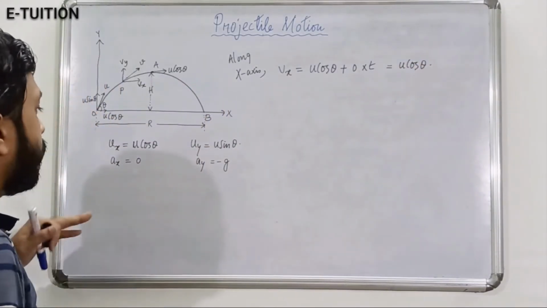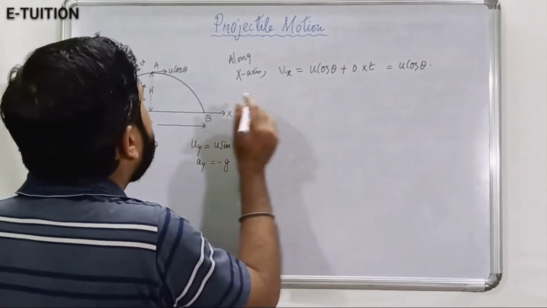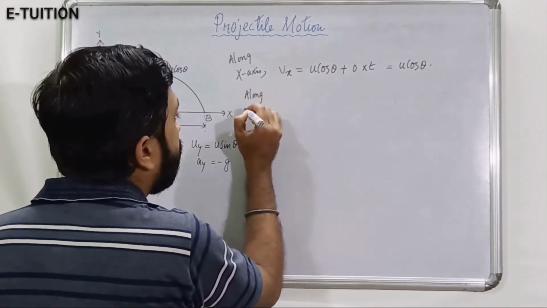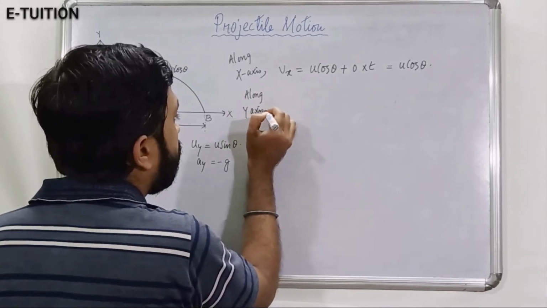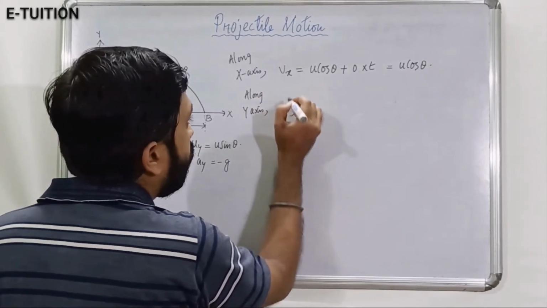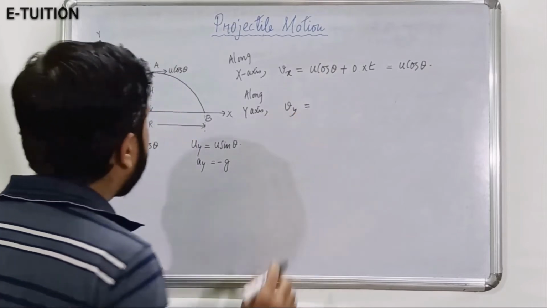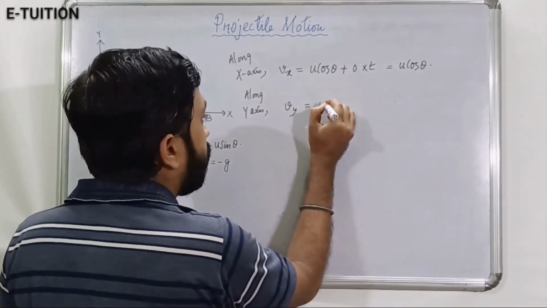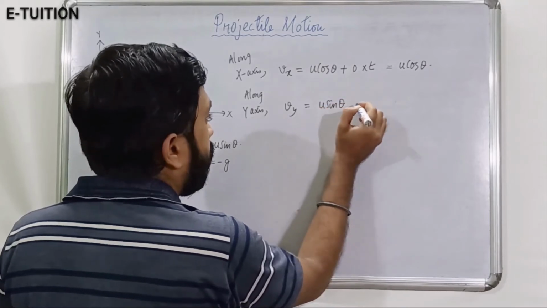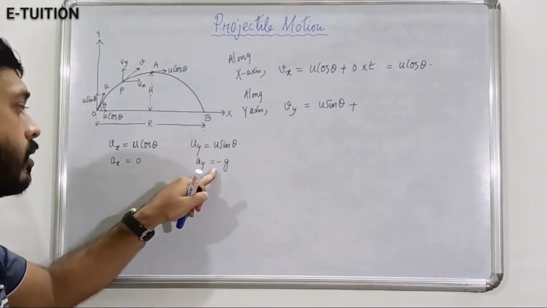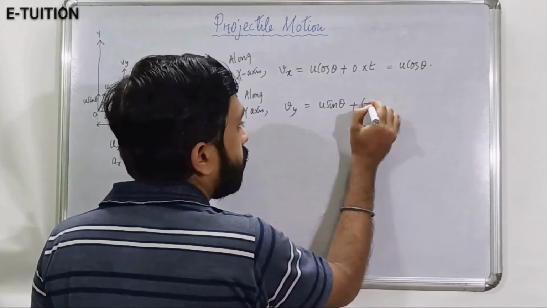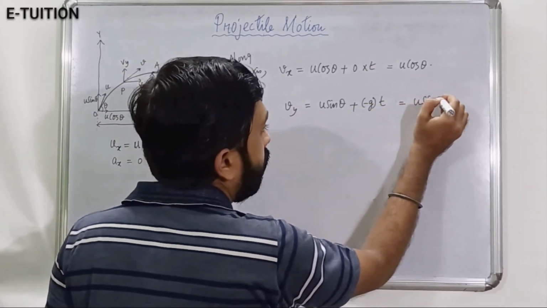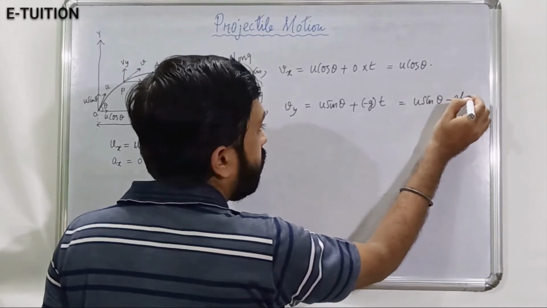And how much is the velocity along the y-axis after time t? Along the y-axis, vy is equal to the initial component along the y-axis, u sin theta, plus at, where the acceleration along the y-axis is minus g, into t. So vy is u sin theta minus gt. Okay.